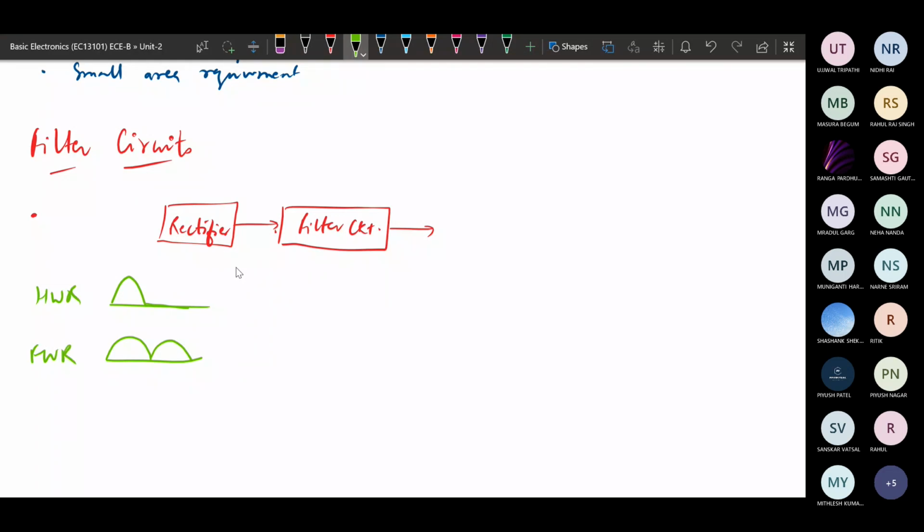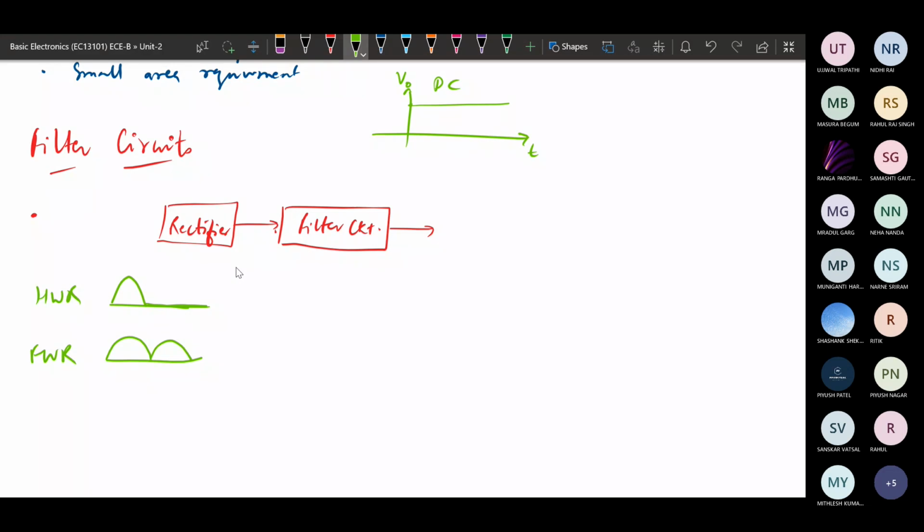Our motive is to have a DC output. This is an example of a DC voltage. DC voltage means the voltage should be constant with respect to time. If this is the time and this is the voltage, the output voltage should have a variation that is zero with respect to time. So it is almost constant, that will be a DC. So we require a DC output voltage.